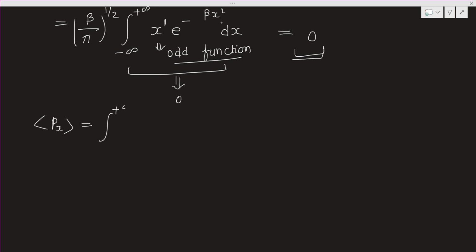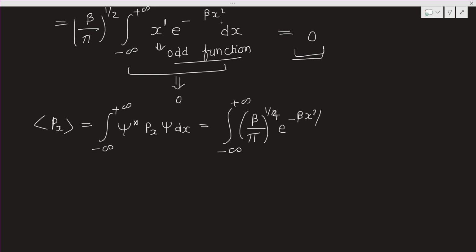Similarly, you have to do plus infinity to minus infinity ψ* p_x ψ dx. Then in a similar manner, plus infinity to minus infinity, here you are writing (β/π)^(1/4) e^(−βx²/2). Then you will write iħ d/dx. Okay, minus sign I am putting here. Then you will write down (β/π)^(1/4) e^(−βx²/2) dx. In this manner you will write.